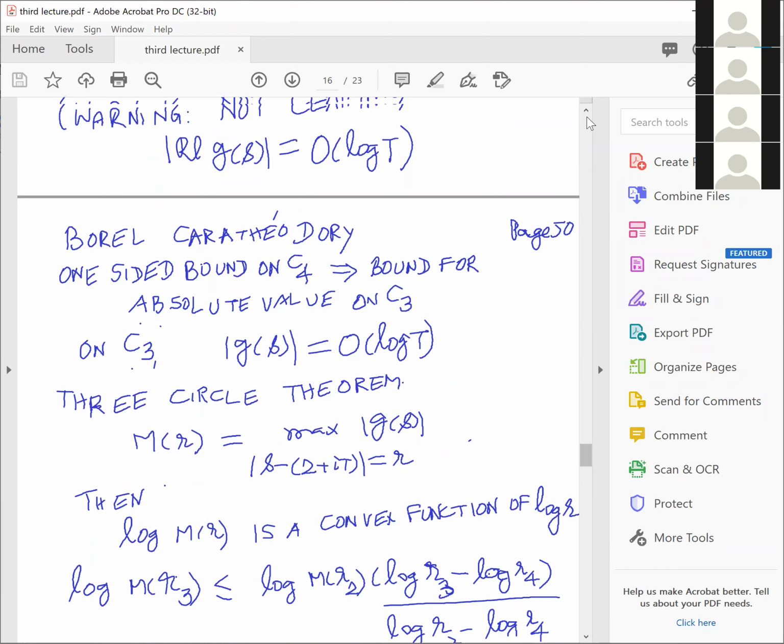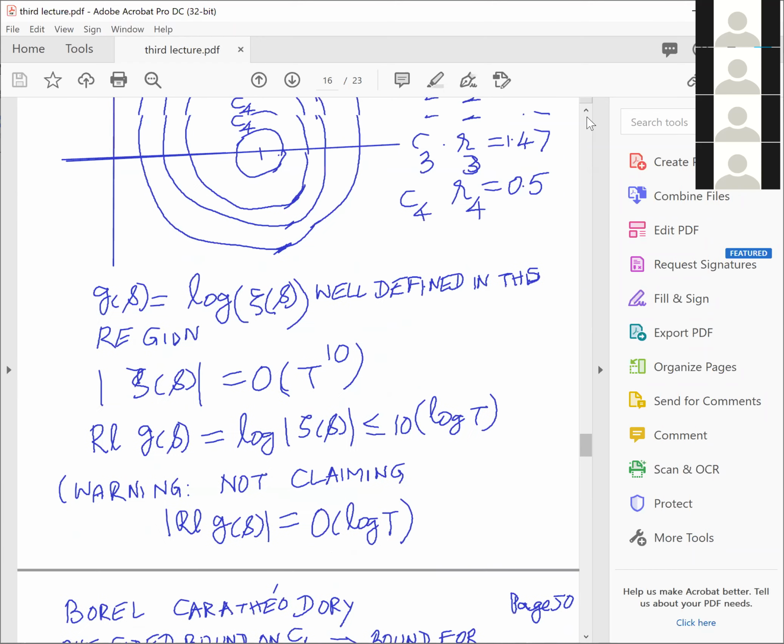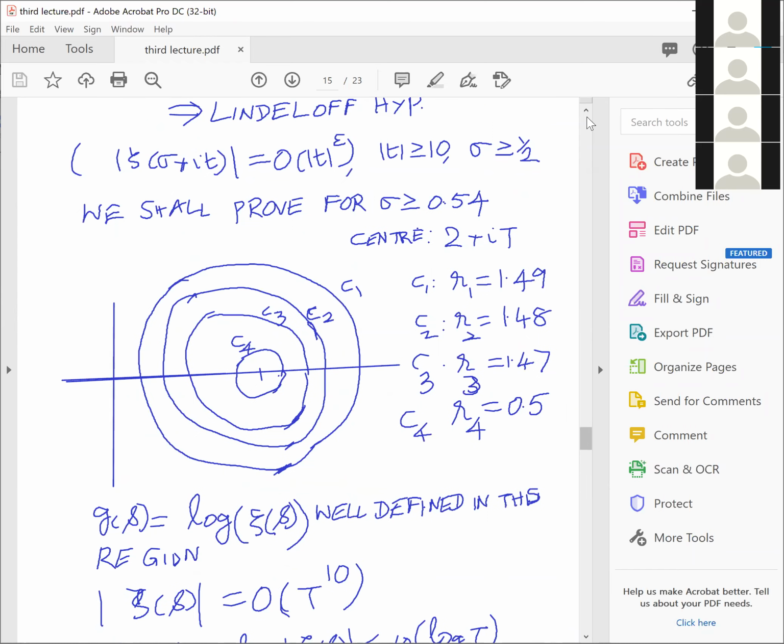On the other hand, look at the circle C4. The circle C4 has a radius 0.5 and the center at 2 plus iT, which means that this circle C4 lies completely to the right of 1. Since the circle lies completely to the right of 1, the function G(s) is bounded. Therefore, on C4, the function is bounded, and on C2, the function is bounded by log T.